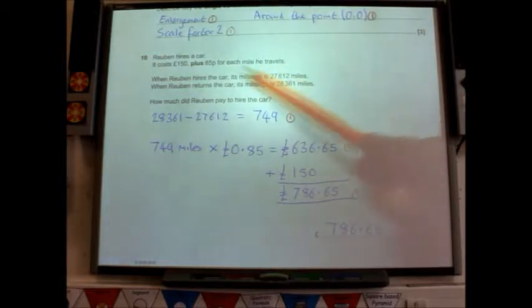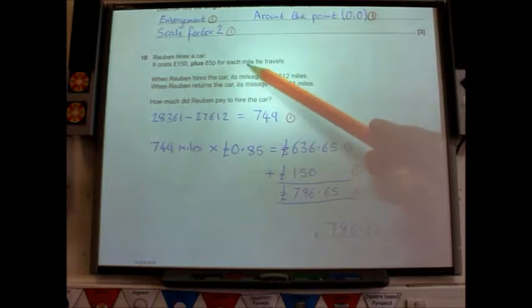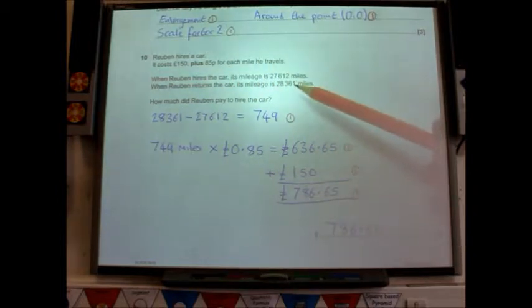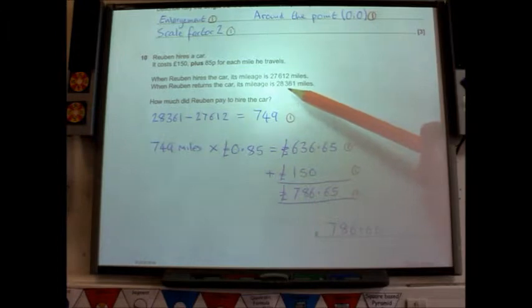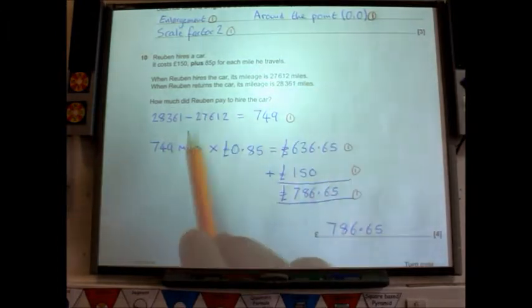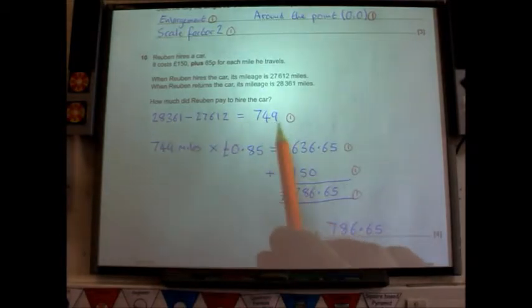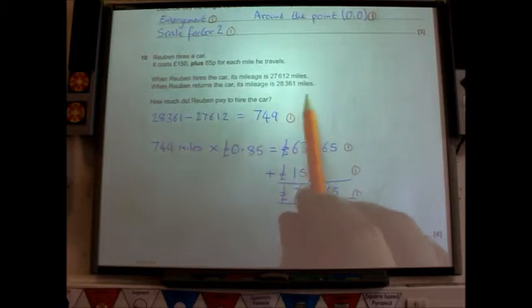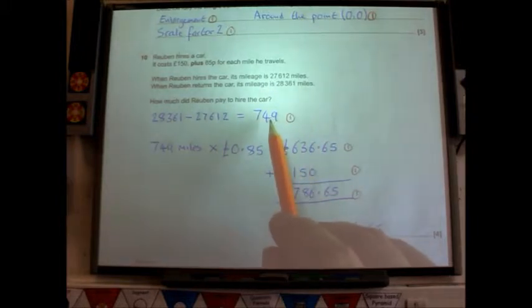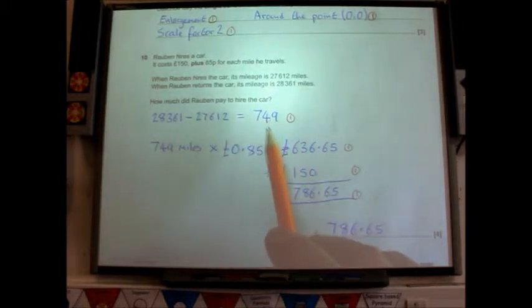Because they're referring to how much it is per each mile he travels, I'm going to work out how many miles he's driven. So I'm going to do 28,361 take away 27,612, which is 749 miles. You get 1 mark just for doing a basic subtraction, and it's a calculator paper, so it's very, very simple.